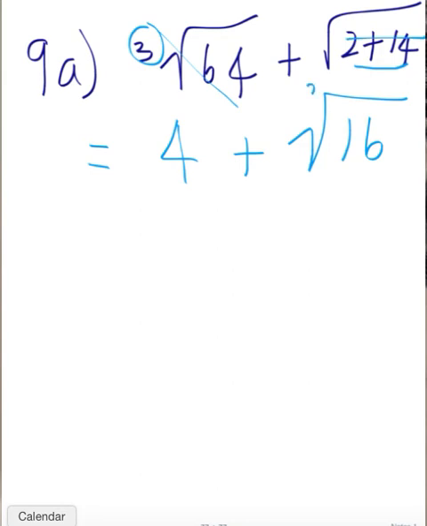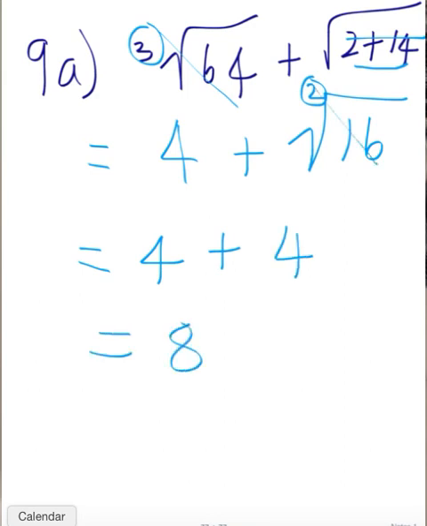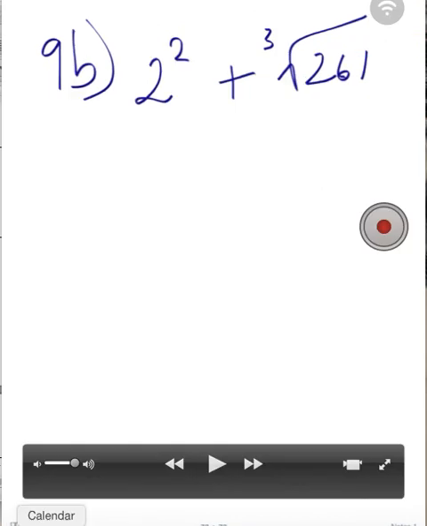And now, what's the square root of 16? You know there's an invisible 2. A number times itself twice to give us 16. I know 4 times 4 is 16. So the number is 4. And finally, 4 plus 4 is 8. So that should have been your final answer.